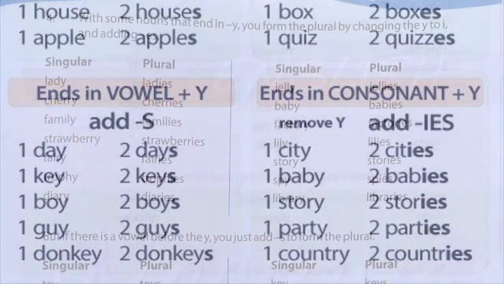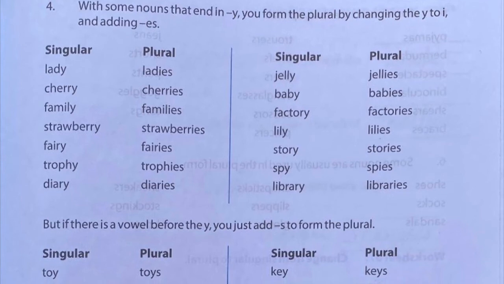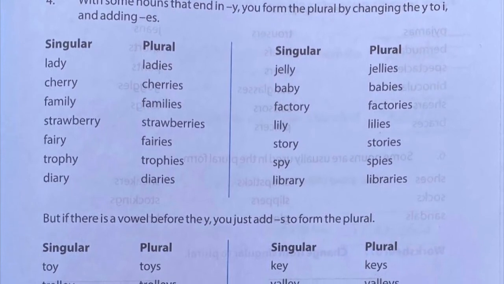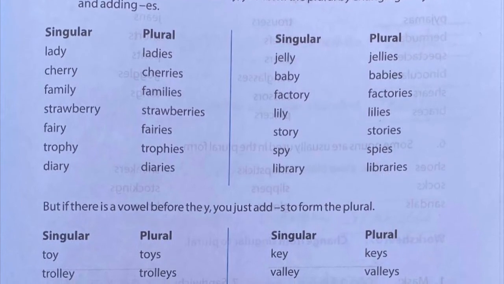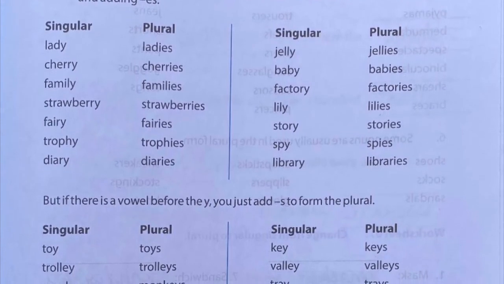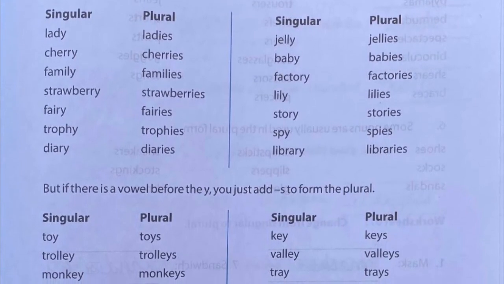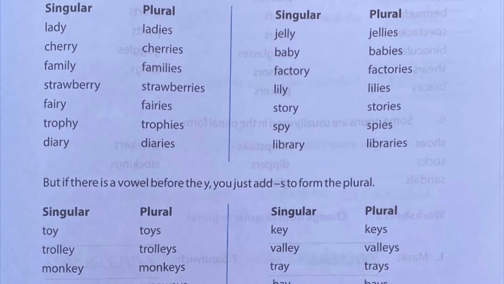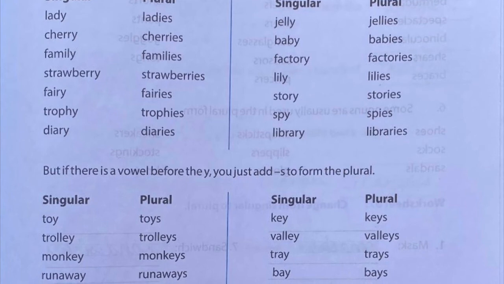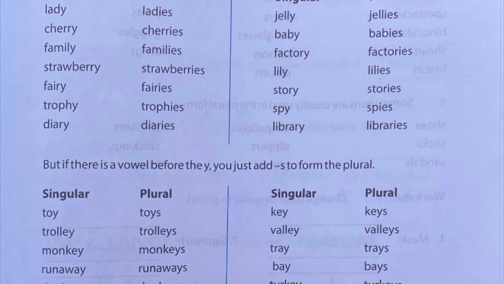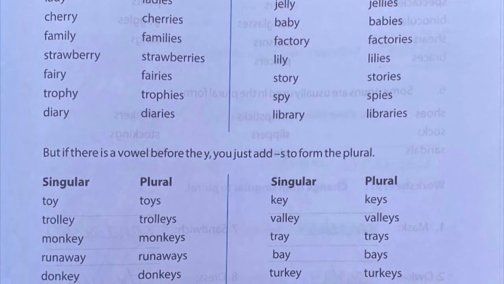Like on page number 43 it is given: lady, ladies, cherry, cherries, family, families. So here before y there is no vowel, so we have simply cut y and written ies. And if we go to the second point, like toy, toys, trolley, trolleys, monkey, monkeys, turkey, turkeys. So here before y there is a vowel.